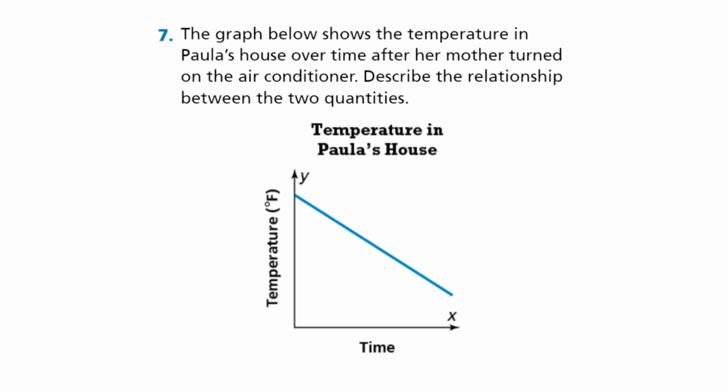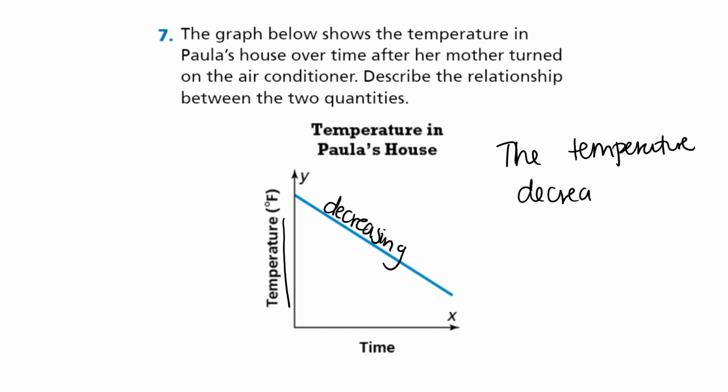The graph shows the temperature in Paula's house over time after her mother turned on the air conditioner. Describe the relationship between the two quantities. So we can tell that that line is decreasing. And so if it is decreasing, we would say that the temperature, because that's our side of our graph, decreases as time, that's the bottom of the graph, increases.